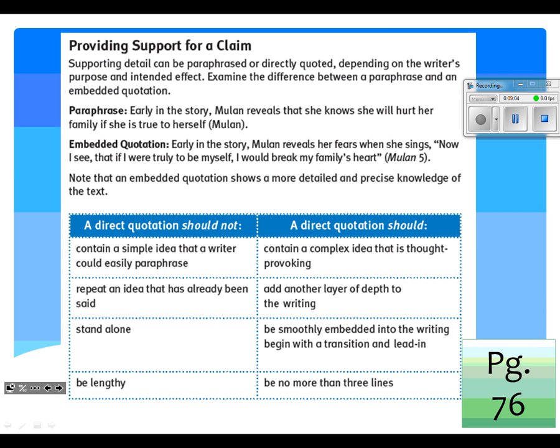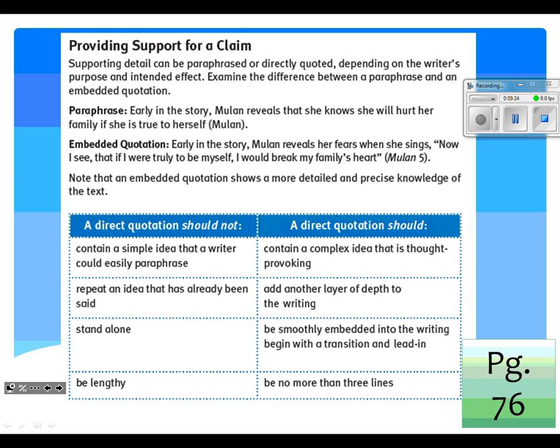Page 76 is where we're going to start gathering some information about embedded quotes. Did you folks do embedded quotes in 7th grade? I have a feeling you probably practiced it, but the term might be new to you. All right, so we're going to be taking some more highlighting notes here.